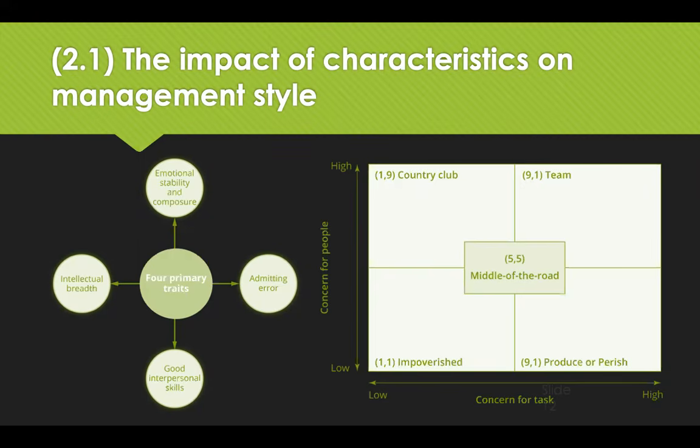Now, Blake and Mouton created the leadership grid based on 2 dimensions. The concern for people and the concern for results. So that's on the right-hand side. This produced 5 zones. You've got the impoverished management, which is disorganised and ineffective. You've got produce or perish management, where leadership is authoritarian and people's needs are secondary to the task.